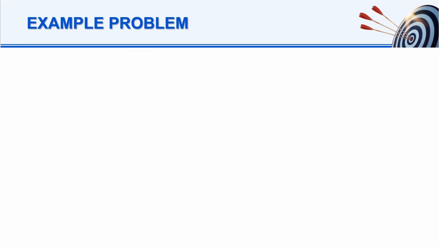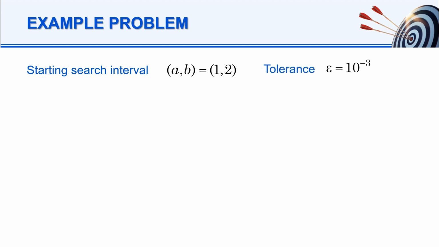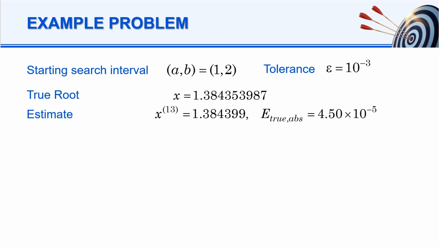To summarize, the starting search interval was from 1 to 2, and the epsilon was specified as 10 to the minus 3. The true root, accurate up to 9 decimal places, is computed to be 1.384353987. The estimate after 12 bisections is 1.384399, which leads to a true absolute error of 4.50 times 10 to the power of minus 5. That is better than the target value of 10 to the power of minus 3.